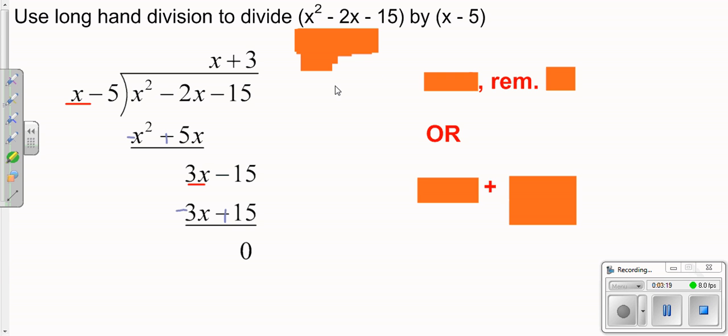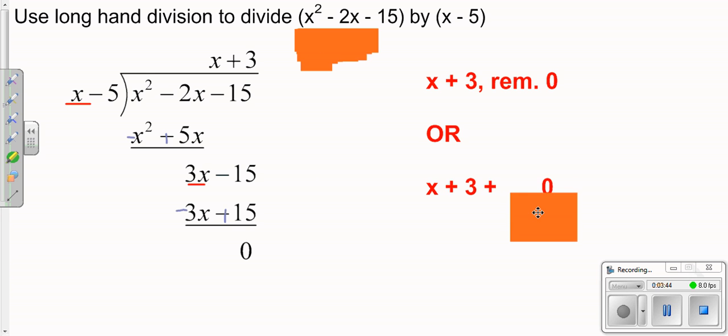So my answer here can actually be written in a couple different ways. My quotient, comma, my remainder, which is 0. Sometimes when you're doing these problems, the directions will say find the quotient and the remainder. You write your answer like this. Other times it's going to say just go ahead and divide. If it says divide, well, you want your quotient, and then you go plus your remainder over your divisor. That's longhand division.